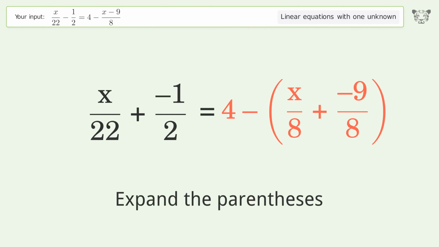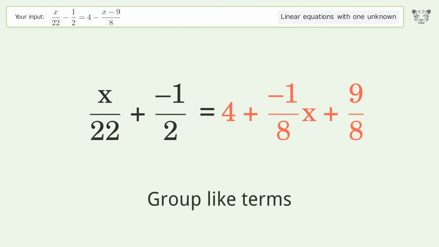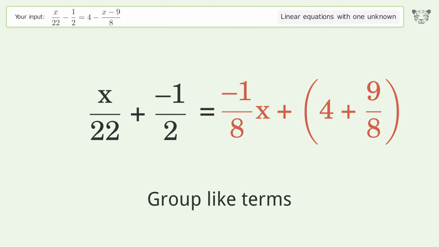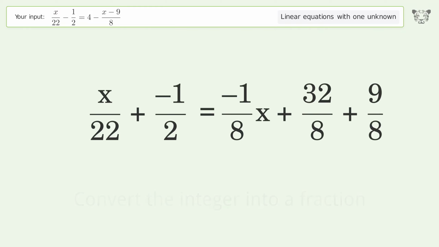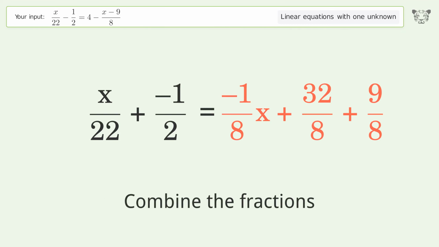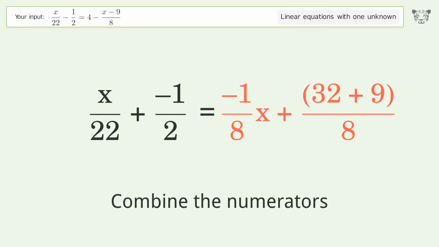Expand the parentheses. Group like terms. Convert the integer into a fraction. Combine the fractions. Combine the numerators.